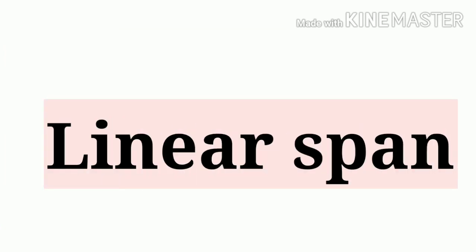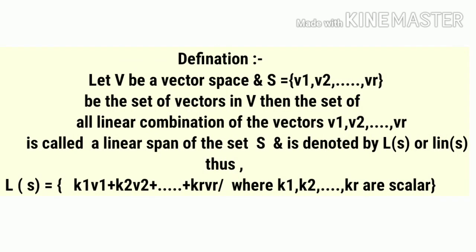Next, the most important topic is linear span. What is linear span? Definition of linear span. Let V be a vector space. Consider a set S of vectors, vector V1, vector V2, vector V3 and so on, vector Vr, in the vector space V. Then the set of all linear combinations of the vectors V1, V2 and so on Vr is called the linear span of this set capital S. It is denoted by L of S or lin S. Thus, L of S is the set of all linear combinations of the vectors V1, V2 and so on Vr, where K1, K2 and so on are scalars.